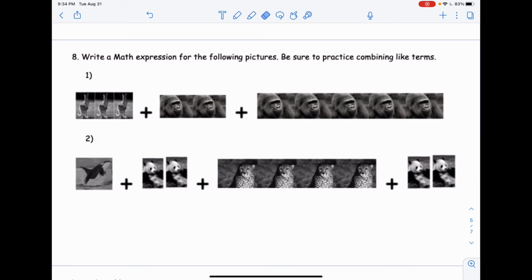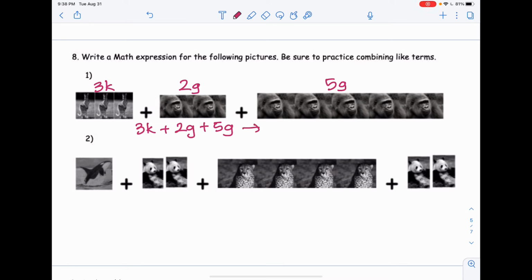Write a math expression for the following pictures. Be sure to practice combining like terms. We have 3 kangaroos here. Let's use K for kangaroo. So we have 3K. Then we have 2 gorillas. Let's use G for gorilla. And then I see 1, 2, 3, 4, 5 more gorillas. So it is going to be 5G. So our expression is 3K plus 2G plus 5G.